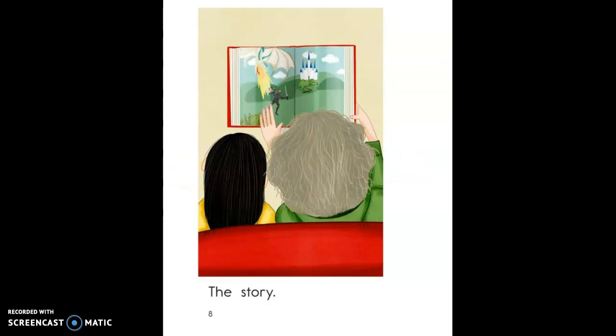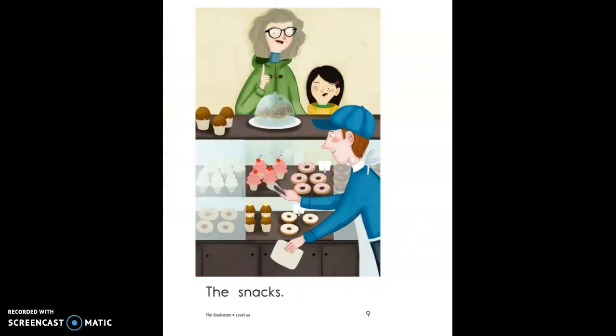We know good readers start on the left side of the page. We start with the first word of our pattern, which is the, and point under each word as we read. The story. We know we want to start on the left side of the page. We want to start with the first word of our pattern, which is the. We're going to read this page, the snacks.